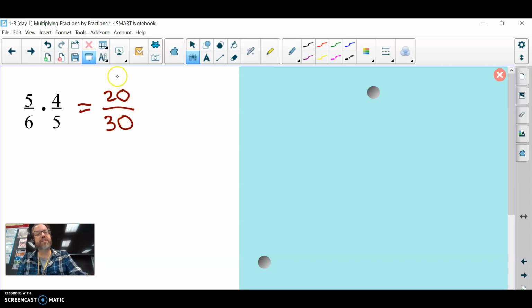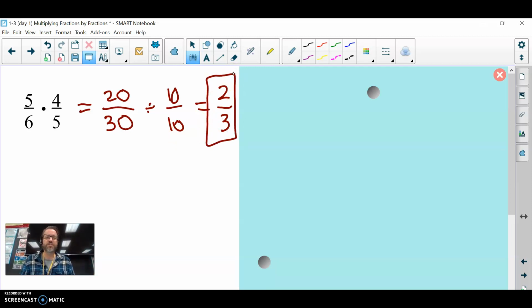Okay, now I can simplify this. Hopefully you notice both these numbers are ending in zeros, which means they are both divisible by 10. And so I'm going to divide both of these by 10. What I'm literally doing is dividing by 10/10. Okay? Which means I'm dividing by 1 whole, which isn't going to change its value. Okay? But it does get it in simpler terms. 20 divided by 10 is 2 over 30 divided by 10, which is 3. So my answer in simplest terms is 2/3.